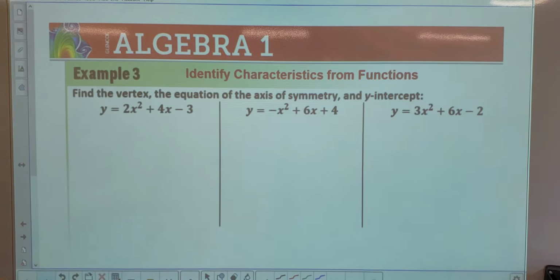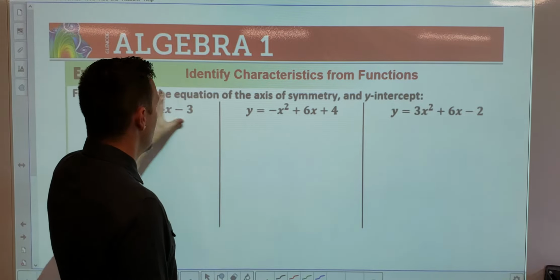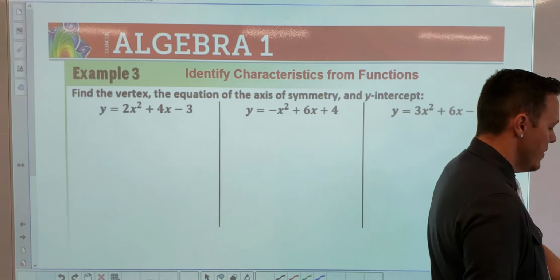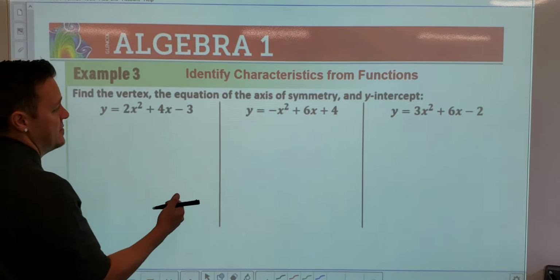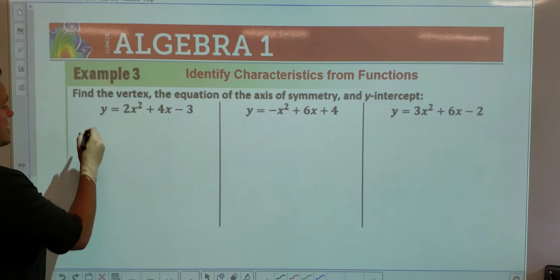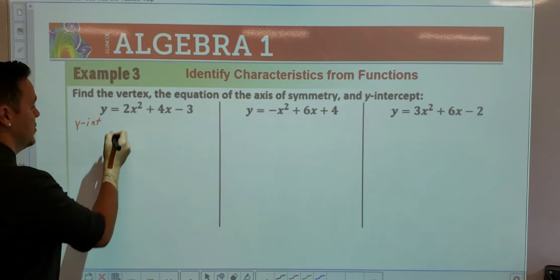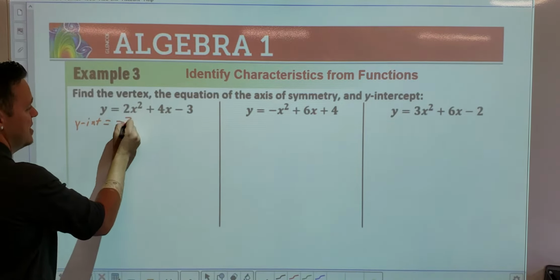Find the vertex, the equation and axis of symmetry, and the y-intercept. We're given a lot of information here. First, we have to understand what we're looking for. What's the easiest thing to find? If you remember from your previous lesson, the y-intercept is the same as the c value. So looking at this equation, our y-intercept is -3.